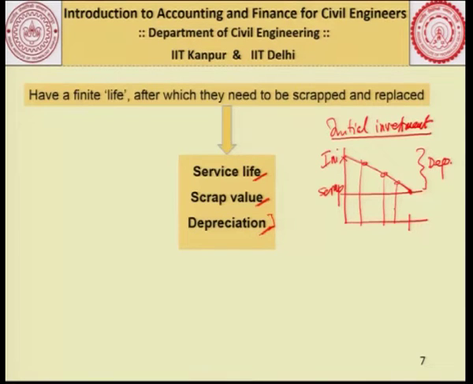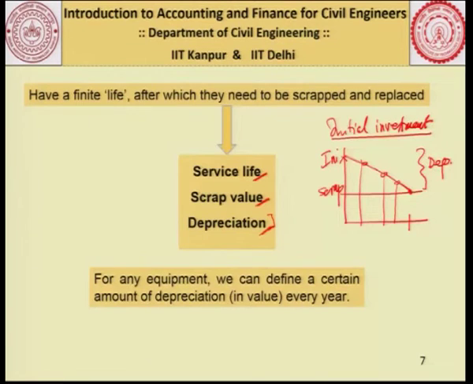So, this is something which we need to address. What it means therefore is that for any equipment we can define a certain amount of depreciation in value every year. So, if it was a linear case, we say that over this period of time, this is the amount of depreciation that has happened. Over this period of time, this is the amount of depreciation that has happened. Whether these two things are equal or not is a different matter. That would depend on whether we are taking linear depreciation or not, but the fact is that yes, there is a change in value over time, and that is something which has to be accounted for and addressed when we are trying to generate and evaluate options as far as equipments are concerned.